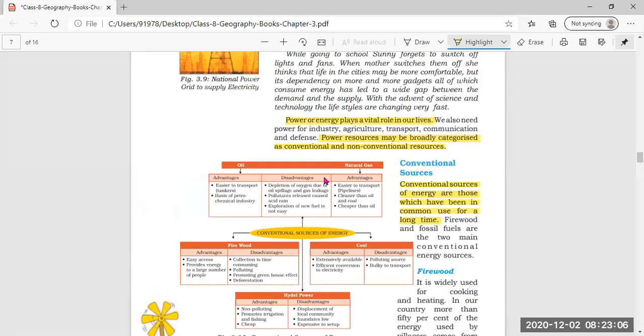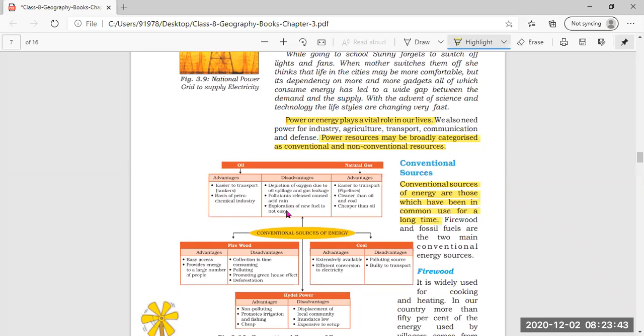Now, here we can see the advantages and disadvantages of oil and natural gas. You can read yourself once again and go through all these. I'm just explaining to you like this: the main advantage of oil is that it is easier to transport in tankers and all. You can take it from one place to another, and it is the basis of the petrochemical industry.